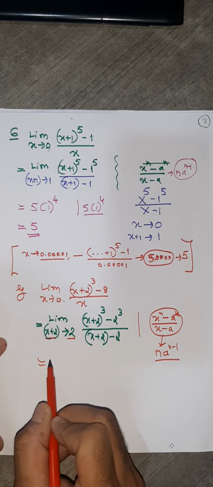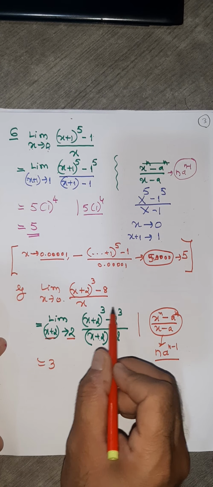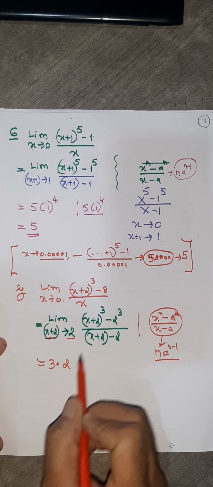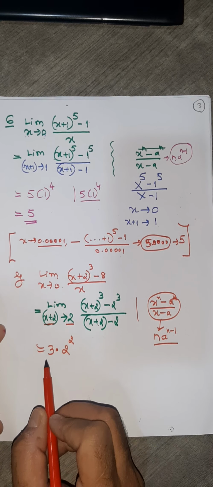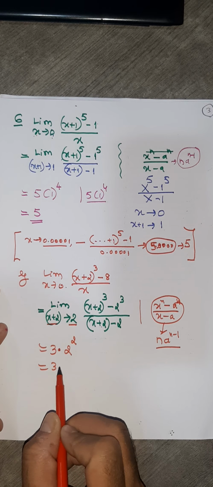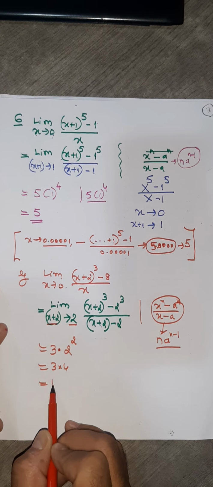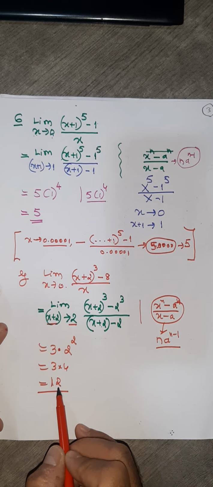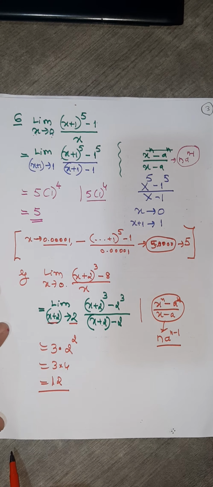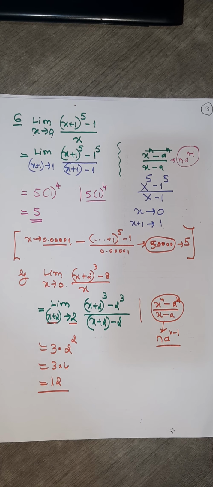So this 3 will be in the product. 3 will come in product into 2 raised to 3 minus 1, which is 2. So what we'll get from this? This is 3 into 4. So your final answer will be 12. So this function is very close to 12 whenever x is very close to 0. I hope now this is clear to you. Okay.